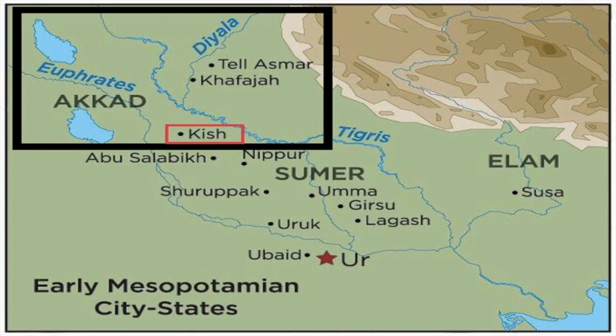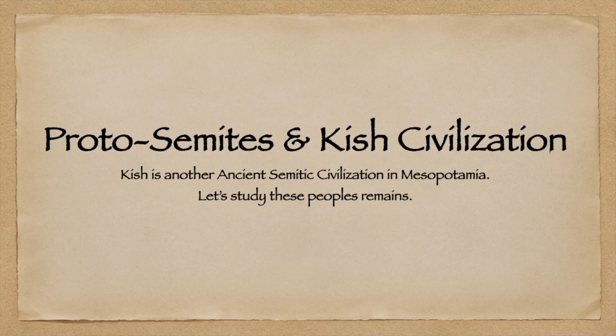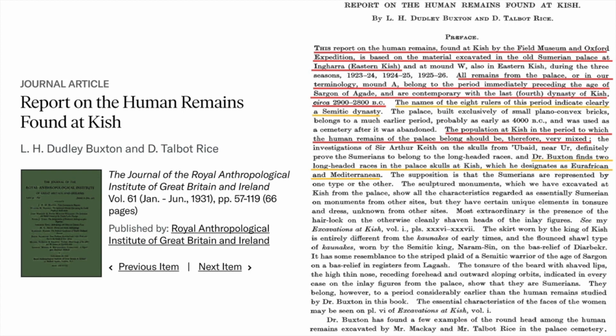Very interesting. So here are the early Mesopotamian city-states, and there is Kish highlighted in red, and there is Akkad. So Kish is another ancient Semitic civilization in Mesopotamia. Let's study what these people looked like. What are their remains? So here is a paper that literally goes over the remains found at Kish.